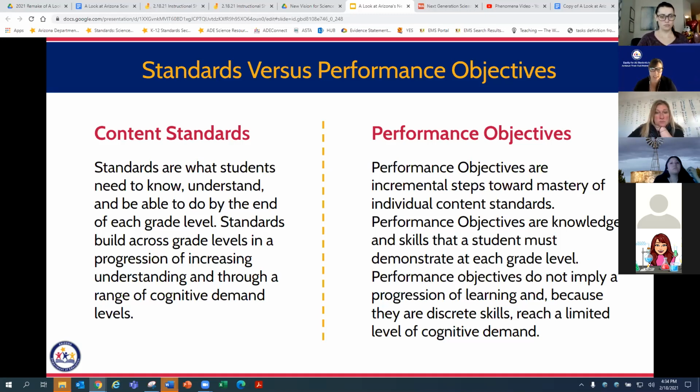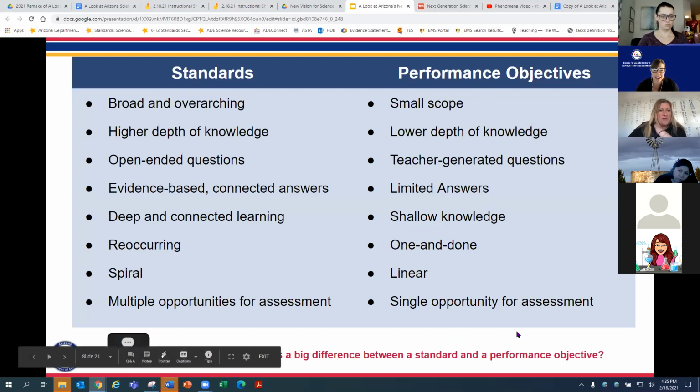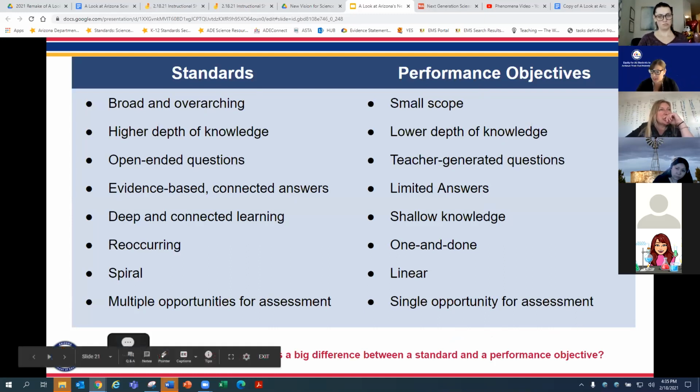All right, hopefully that was enough time for you to read over the difference, because we're going to break it down. Here we go. Over here, we have our content standards versus the performance objectives. So take a minute and do a side-by-side comparison, and then in the chat, what's standing out to you? What is the big difference between the content standards we're now having versus the old performance objectives? Take a minute, and whenever you're ready, respond in the chat after you've read over it.